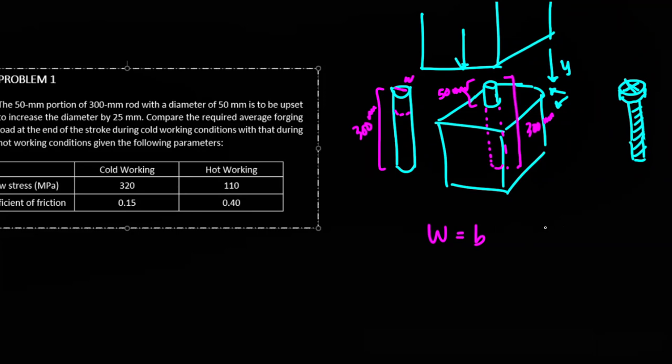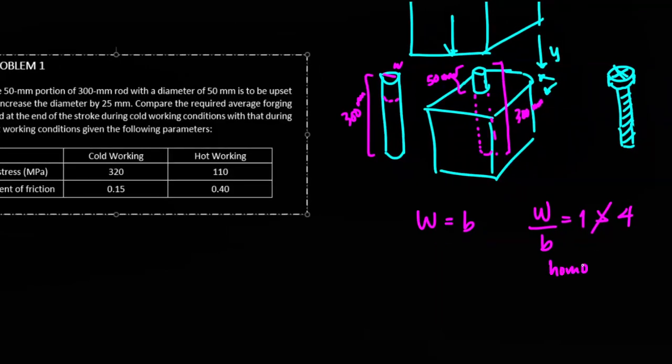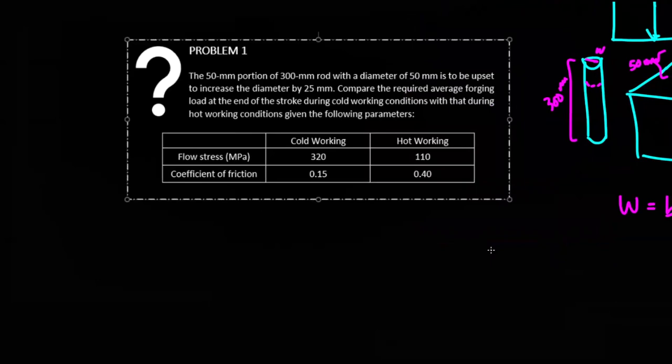hindi natin na-satisfy yung plane strain condition, which is width over bite should be greater than 4, no? In this case, width over bite is just equal to 1 because they are equal, which is not greater than 4. So we have homogeneous deformation. Okay? So since we have homogeneous deformation, our sigma naught prime is just equal to sigma naught. Okay? So wala tayong correction factor, which is yung 2 over square root of 3 or yung 1.155. So diretso tayo dito.